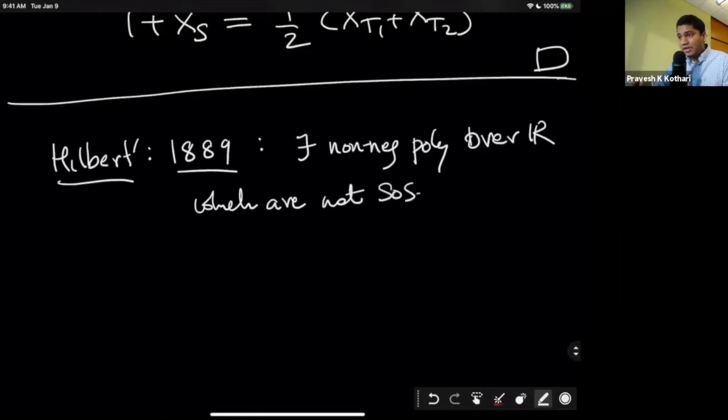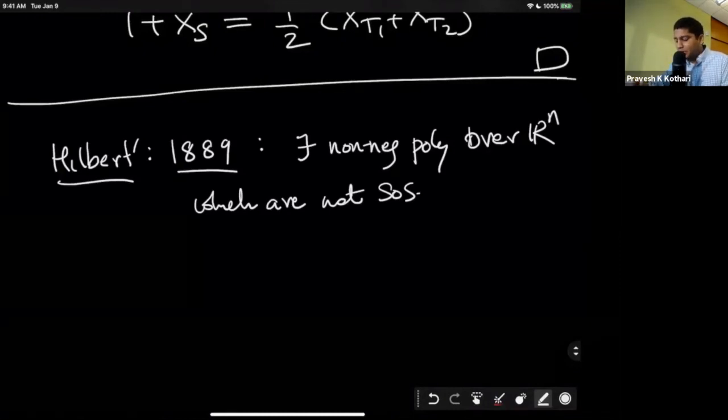So on your homework, you're going to prove that every univariate polynomial that's non-negative is SOS. But it turns out that if you go to multivariate polynomials, this is no longer true. Hilbert observed this in 1889. He gave a non-constructive proof of this, unfortunately. And for whatever reason, even though they're very simple examples that we know now, it took until about the 1960s to find an explicit counterexample.